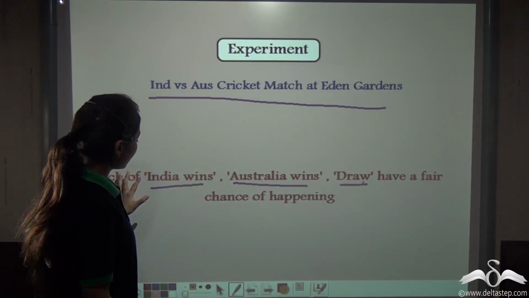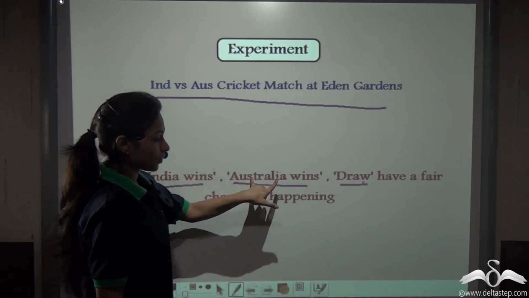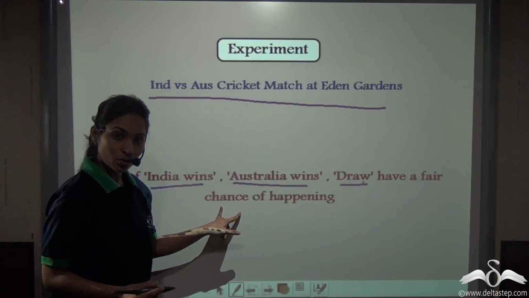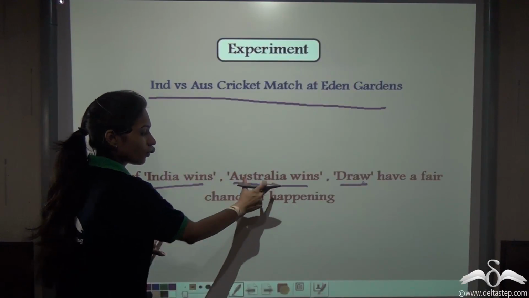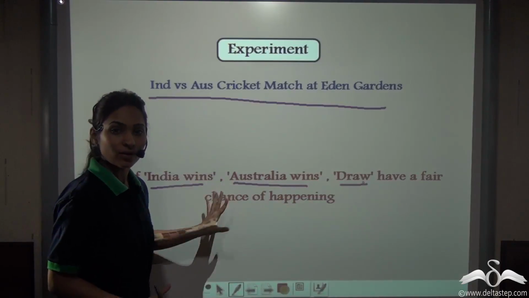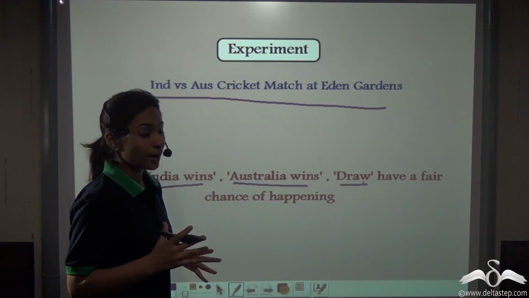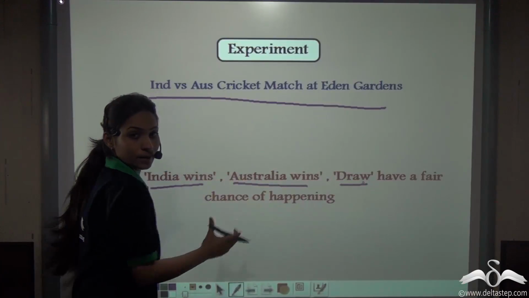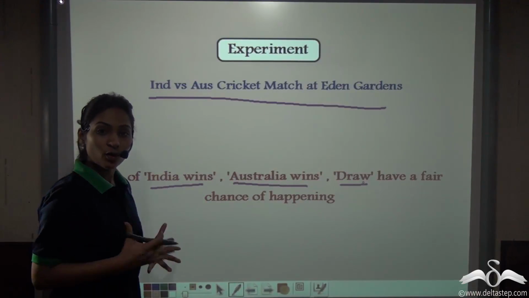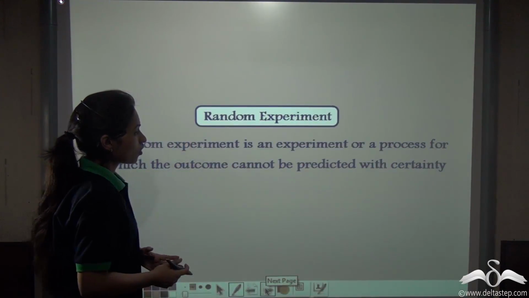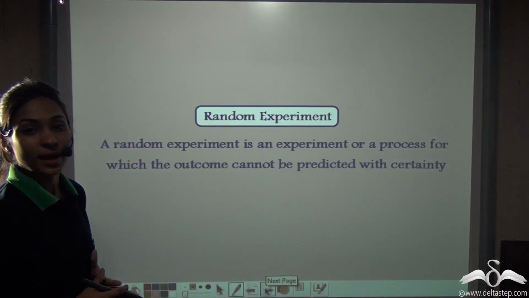So we can say that each of India wins, Australia wins, or draw has a fair chance of happening. You know that either India can win, Australia can win, or it can be a draw. So all these three have a fair chance of happening. But do you know at the start of the match which will happen? Well, no, that is why we go to see a match, for that excitement. So this is a random experiment.